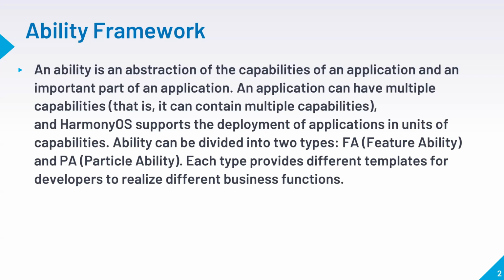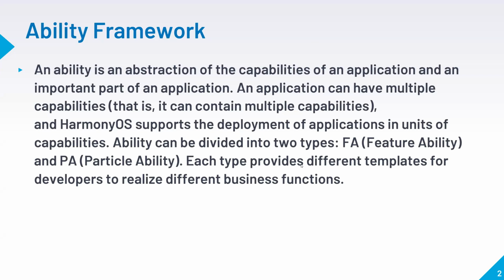In ability, it is majorly divided into 2 parts: a feature ability and a particle ability. Each of these comes with multiple templates, which we will see in the coming slides. On the top level, feature ability is always a UI based ability through which the user can interact with the application or a capability. Whereas the particle ability is something that is in the background. It provides a service or a storage capability which doesn't have any UI.